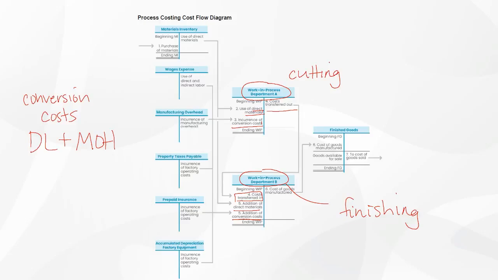When we reach the last process, the last department, which is finishing in this example, when the items are completed, the completed cost of the items, the cost of goods manufactured, is transferred out of work in process into finished goods. So that's the same as what we saw in job costing as well. And when the product is sold, it goes to cost of goods sold. So the key differences in process costing: we'll record conversion cost, which is going to lump together direct labor and manufacturing overhead. Process costing will have multiple work in process accounts.